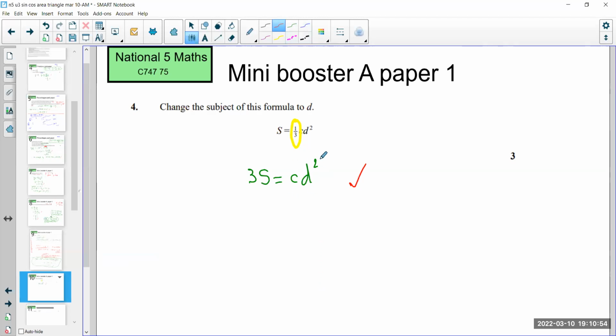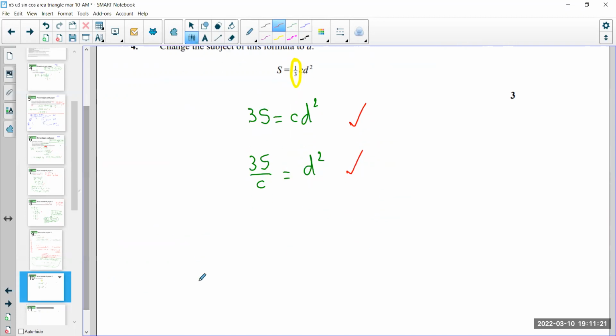Now I want D squared on its own. I'm going to divide both sides by D. Oh, sorry, by C. I need to divide both sides by C. I was getting excited too quickly there. 3s over C equals D squared. And now this would give you your second mark. 66% done. To get the last mark, what is the opposite of squaring?